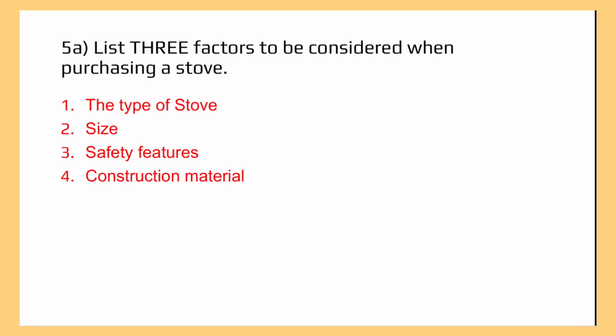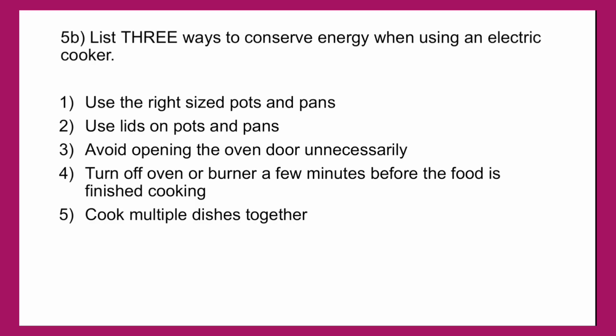And then number 4, you'd want to consider the construction material because, of course, if you're going to be purchasing an appliance, you want to ensure that it is going to be something that is durable or can withstand use over time. All right, next question. List 3 ways to conserve energy when using an electric cooker. In other words, when using an electric stove.